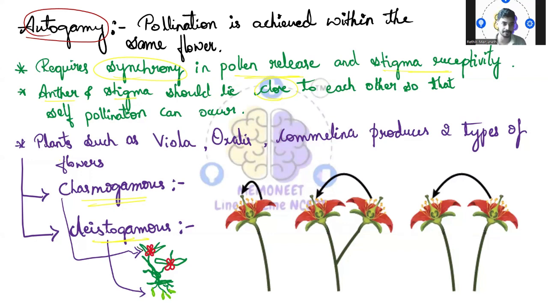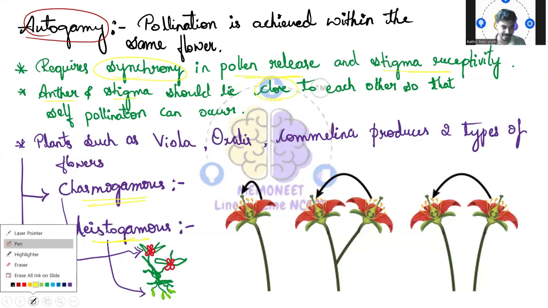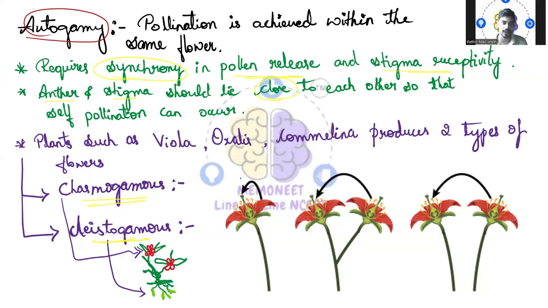As I told, in the chasmogamous flower, what happens? You will see flowers similar to the flowers of other species, with exposed anther and stigma. You can actually see here, the anther as well as the stigma are exposed. When I'm talking about the cleistogamous flower, they are of the closed type. Can you see here what happens? The flower is entirely closed, so the anther as well as the stigma are not exposed.